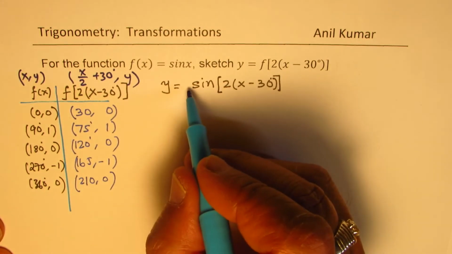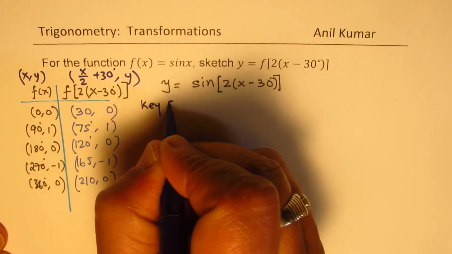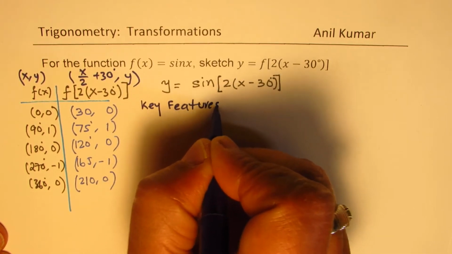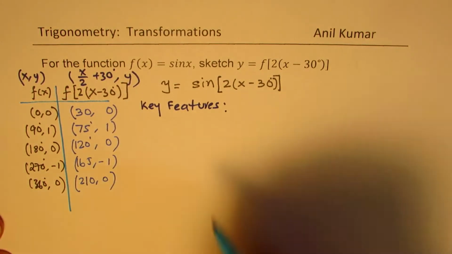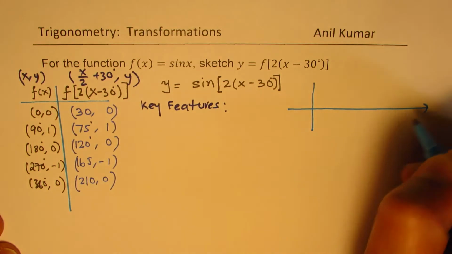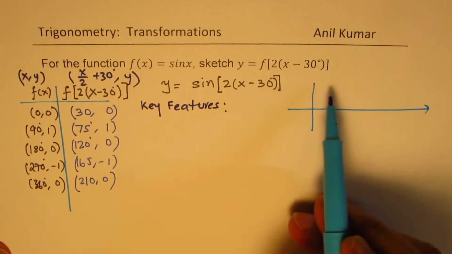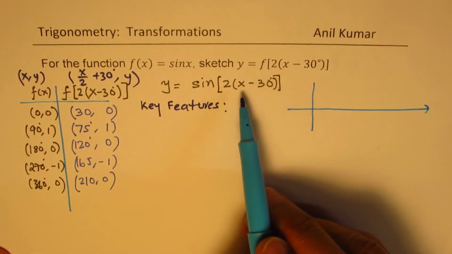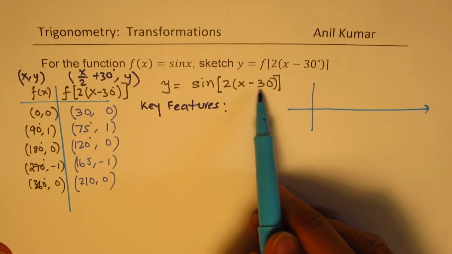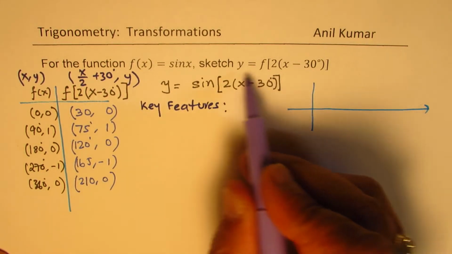Now in this function, the amplitude is 1, right? So let's write down the key features. Now it's your option. You could sketch first and then write down the key features, or you could write key features and then sketch, whatever you feel is better. As far as I'm concerned, I like to sketch first. In this particular case, there's a phase shift of 30 degrees, right? It moves right by 30 degrees. The time period is becoming half, right? So that is the transformation.